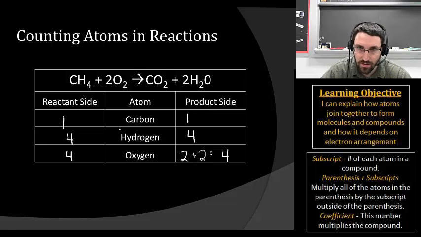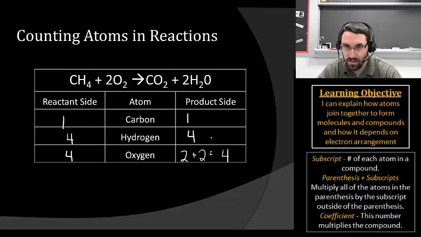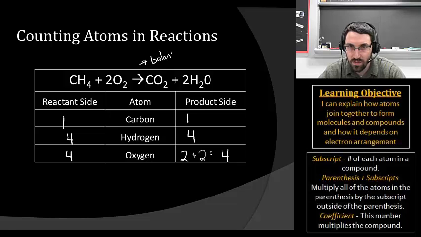atoms of oxygen. And as I look at this, I can see every atom that I have on the left is equaled on the right. If it's like that, we say that this equation is balanced. And only balanced equations are the ones that actually happen in nature.